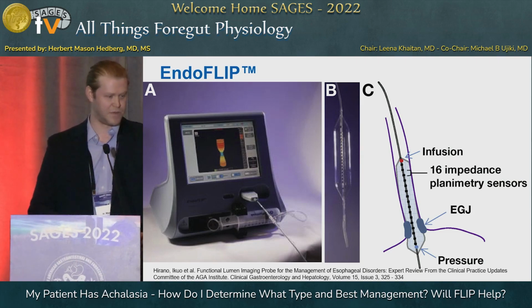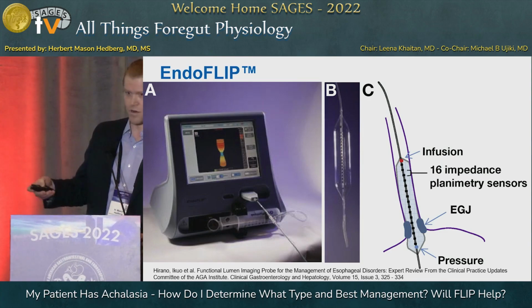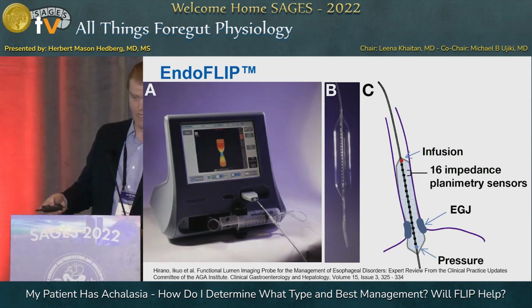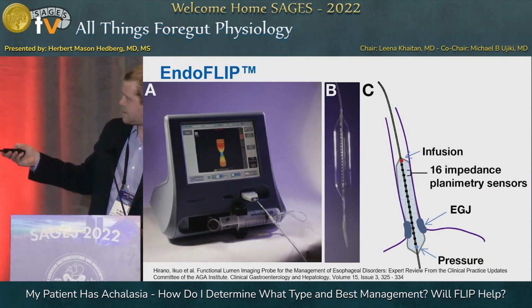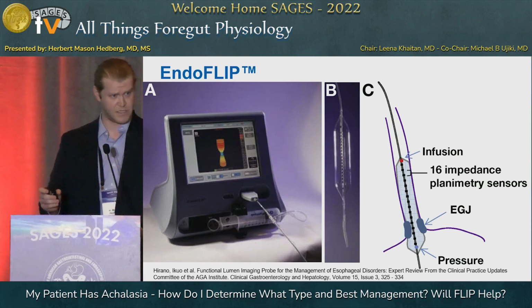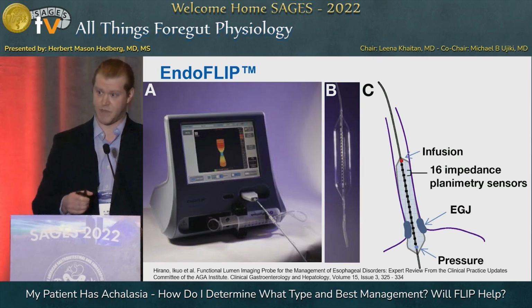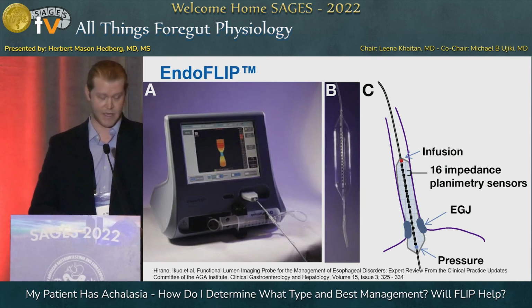So again, this is Endoflip, and I want to describe how this works a little bit. We've already covered what the tracings look like, but this is essentially an impedance catheter inside a saline-filled balloon. What it does is measure the resistance between two sensors, which correlates with the volume of saline around those two sensors. So we can measure resistance and then estimate the diameter of the tube at that level.